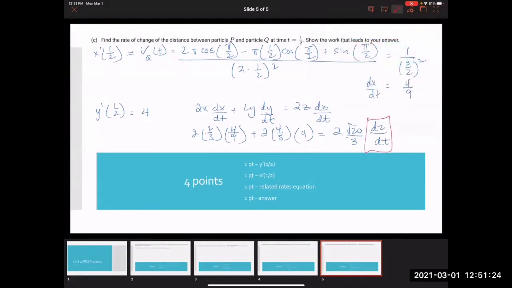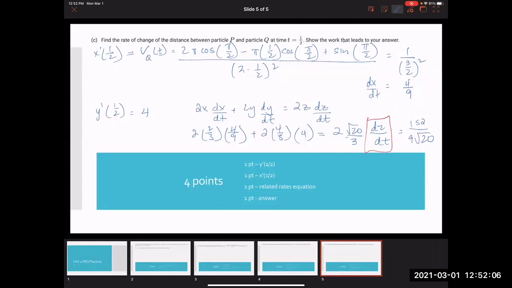So essentially what you're doing is taking all of the left-hand side, simplifying all of that, and dividing all of it by 2 root 20 over 3, which is the same thing as multiplying it by 3 over 2 root 20. If you multiply all of that out correctly, you should get that your answer, I think it's 152, over 9√20. That is dz/dt.